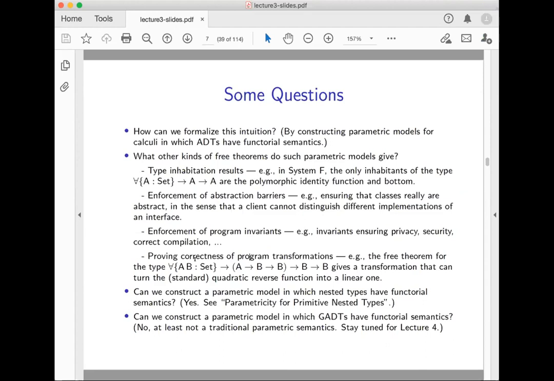Another question. It says the only inhabitants of type A to A are the polymorphic identity function and bottom. Can you specify what the bottom is? Well, it's just the function that doesn't ever terminate, right? No matter what you give it, it just goes off into an infinite loop. But I'm not giving you details here. This is, again, very high level. What I'm trying to do is convince you that parametricity is interesting in its own right, and give you a hint of some of the kinds of things that you can do with it. Thank you. You're welcome.